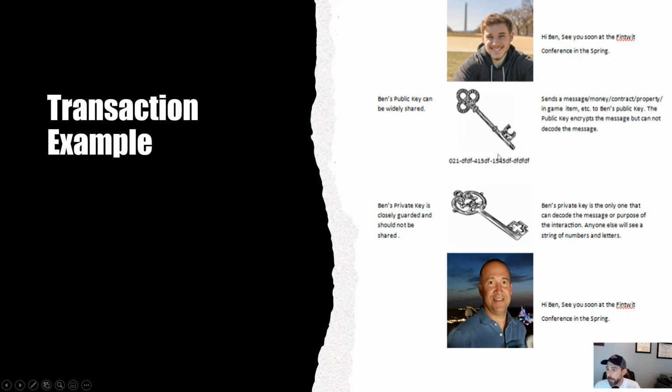Now, Ben's private key is closely guarded, and it should not be shared with anybody. It's the only thing that can decode the message. Anyone else that looks at this interaction will just see this, and Ben goes and uses the private key, and boom, there's his message. "Hi, Ben. See you soon at the FinTech conference in the spring." Exactly the same as what Richard intended and sent to Ben.